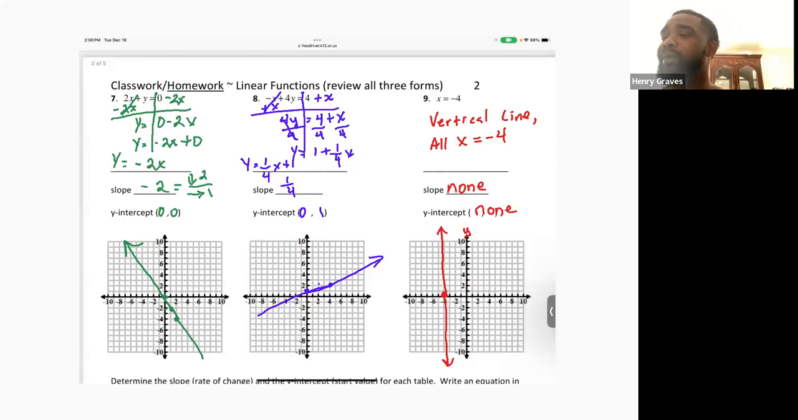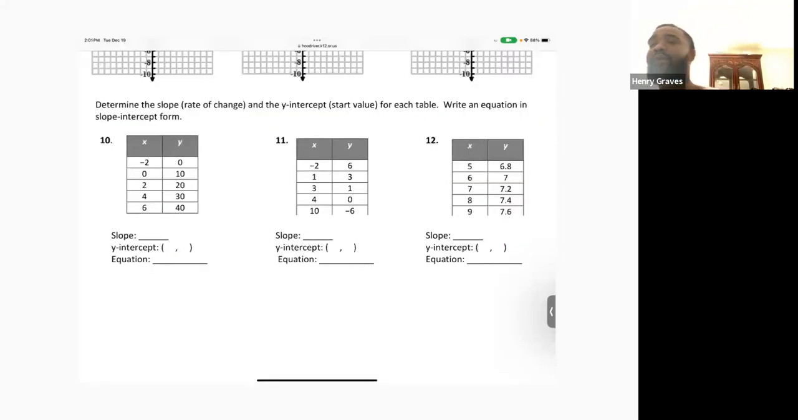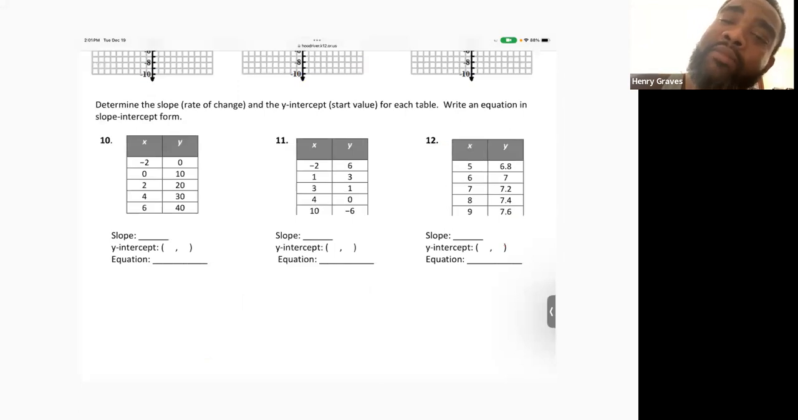And do I have only one more page left to do? Yes, I do. So here you have to look at the table and find the slope and the y-intercept. Whew. Man, this is why people don't like math, when you give them all this work.